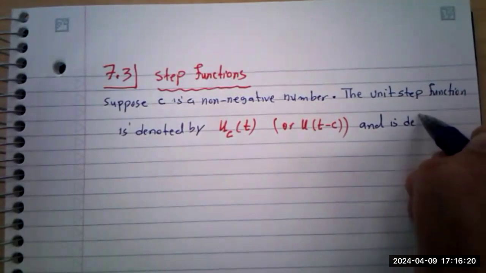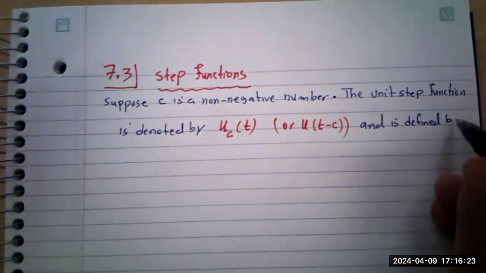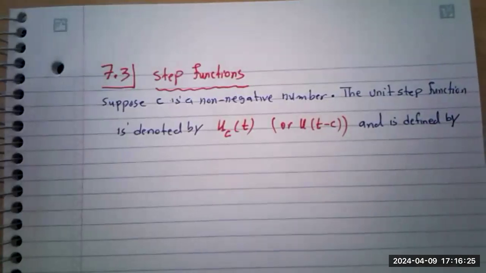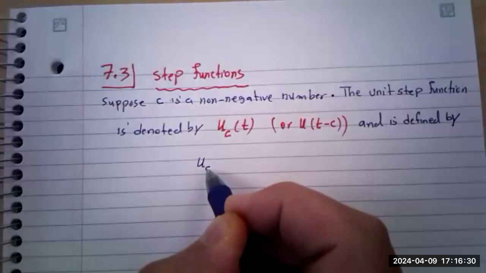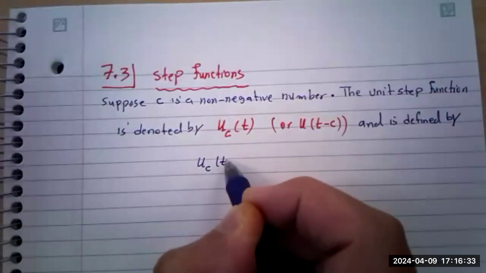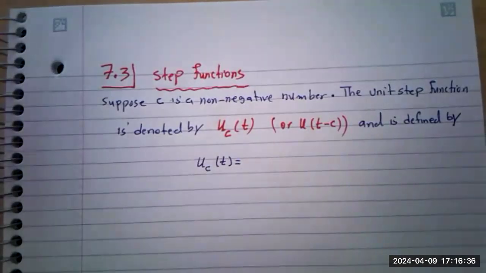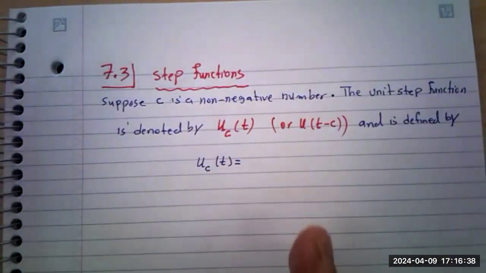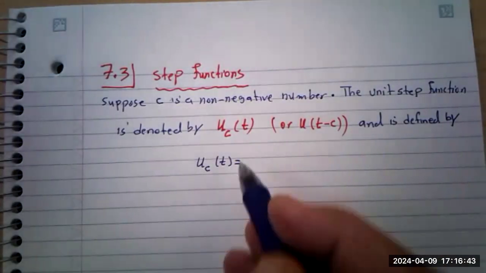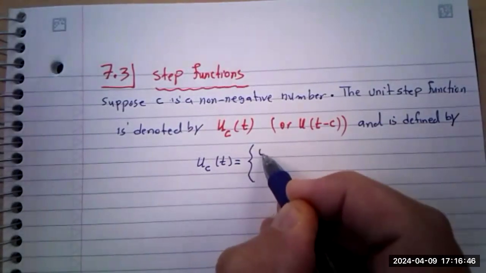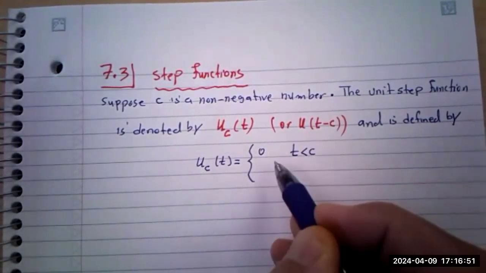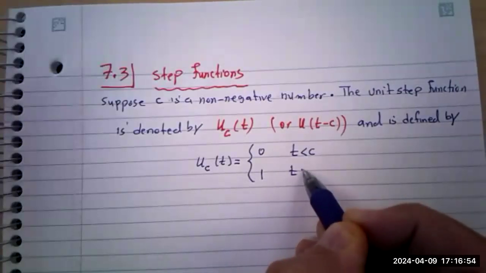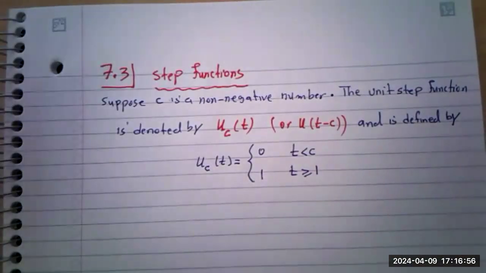and is defined by, it's a unit step function. It's a piecewise defined function. You see, we are going to partition the domain. This is going to be UC(t). UC(t) is going to be equal to, we introduce the function when t is less than C, when t is greater than C. We choose it to be 0 if t is less than C, and equal to 1 if t is greater than or equal to C. That's it.